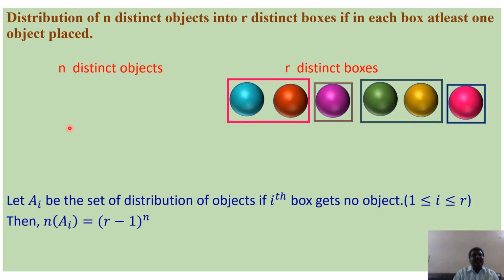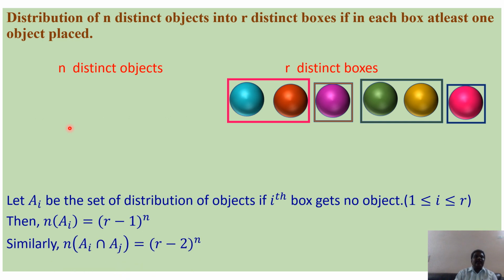Similarly, n of A1 is (r minus 1) whole to the power of n, or not? A1 is a set which consists of all distributions such that the first box doesn't take any of the balls. The first box is empty. It rules out my condition. So that type of sets I am taking here. That is the logic. Please listen. Ai is the set of all distributions of objects if the ith box gets no object. So n of Ai is nothing but (r minus 1) whole to the power of n.